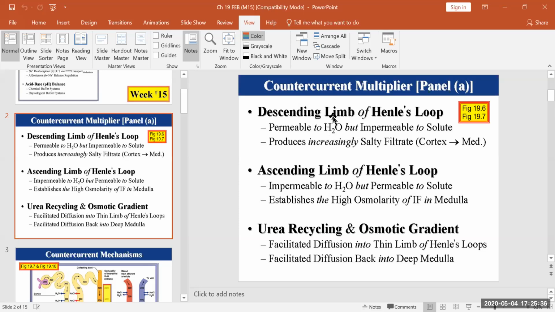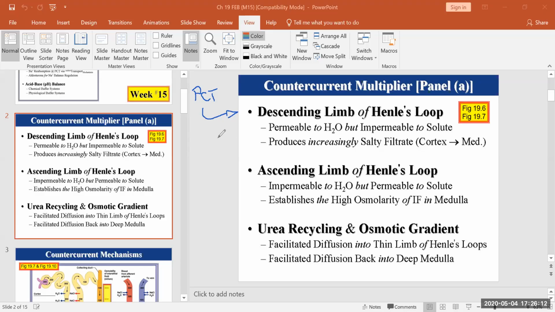The descending limb is basically when you're coming out of the proximal convoluted tubule, so the renal filtrate comes from the proximal convoluted tubule and enters the loop of Henle through the descending limb, right? So that's the renal filtrate. From the PCT, the proximal convoluted tubule, the renal filtrate goes into the descending limb of the loop of Henle.